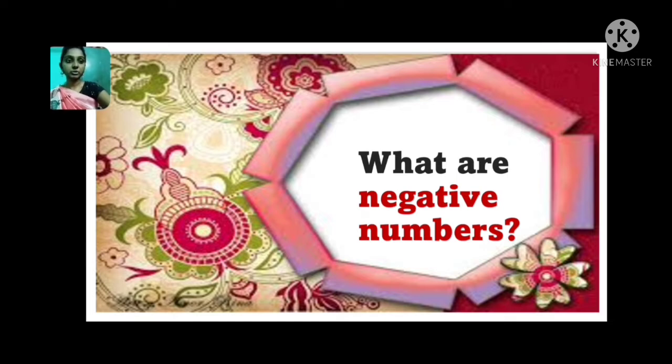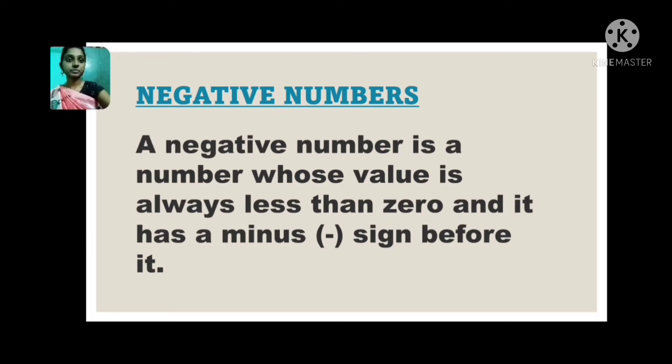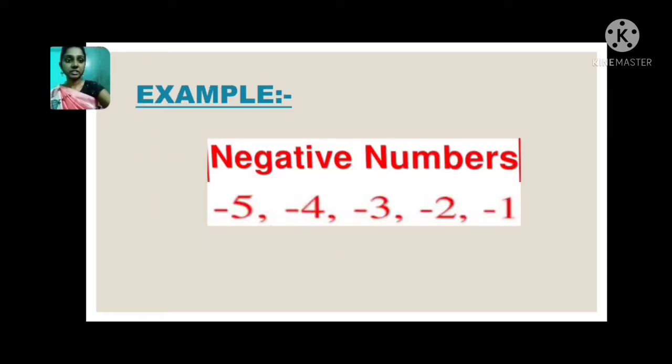Now, what are negative numbers? The term negative itself brings to our mind the minus symbol. So a negative number is a number whose value is always less than 0 and it has a minus sign before it. For example, minus 5, minus 4, minus 3, minus 2 and minus 1.